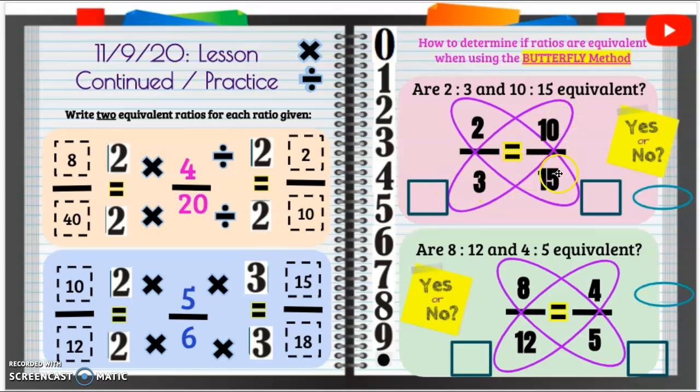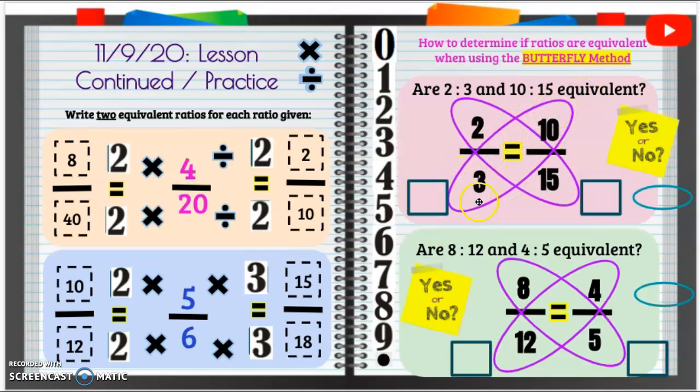When we multiply, we're going to crisscross, and it looks like a butterfly. So if you can see here, this first circle. First of all, it says are 2 to 3 and 10 to 15 equivalent? That's the same thing as 2/3 and 10/15. Remember, we can write ratios different ways. So 2 to 3 is the same as when you write it with a fraction. So what we are going to have here is 2/3 equals 10/15. Let's see if they equal each other.